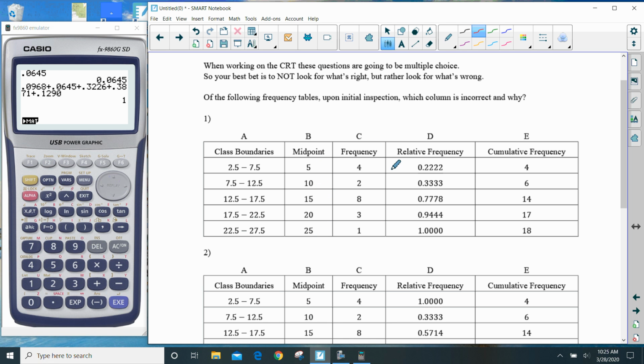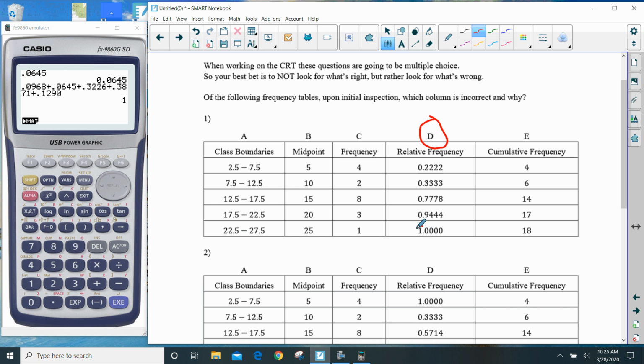I don't know because I don't have a list here. Cumulative frequency: 4 plus 2 plus 8 plus 3 plus 1. Okay. Here's the big mistake right here. So this is the incorrect column because you'll notice that these individual relative frequencies are way above the number 1.